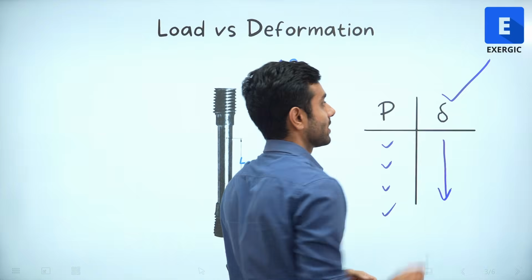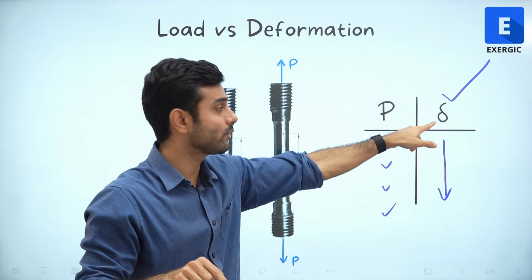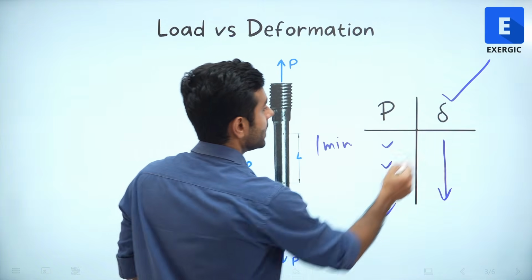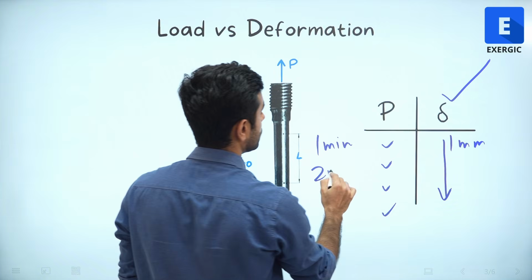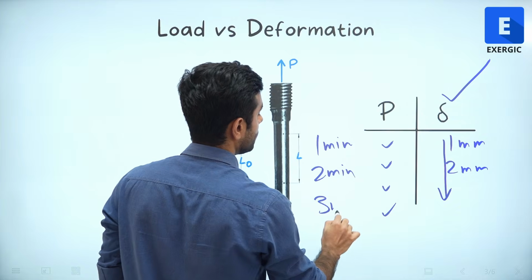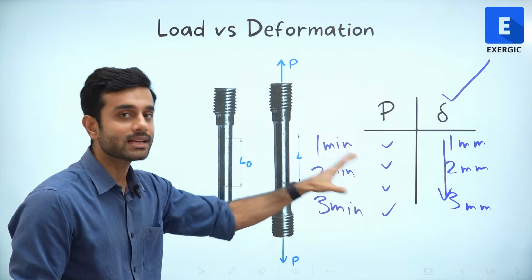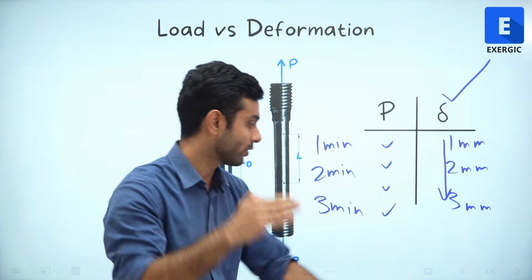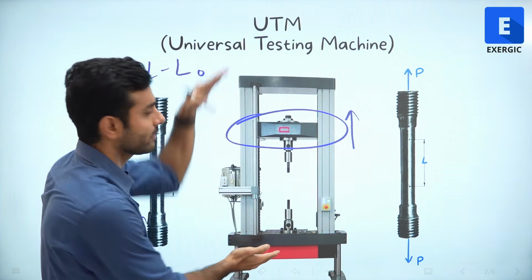This is what we are controlling: rate of deformation, and specifically rate of deformation, not just deformation. For the first minute it should deform by 1 mm. After 2 minutes, total deformation should be 2 mm. After 3 minutes, total deformation should be 3 mm. This is the speed that we have to keep. Speed of deformation is what we control. The movement of the crosshead at a specific speed is what we control.